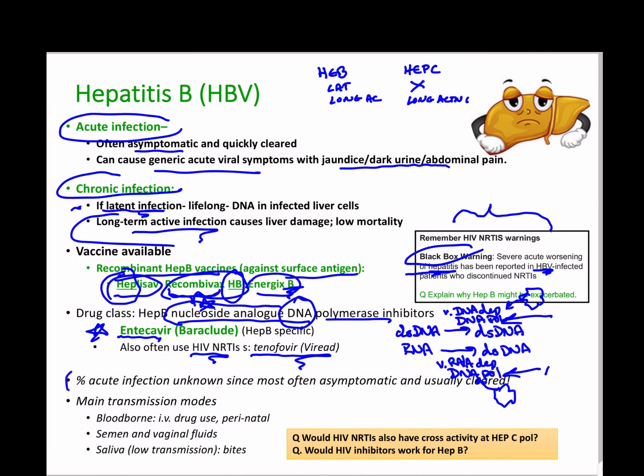We really don't know how many people have been exposed to Hep B because for the most part, it doesn't go into latent infection. And then the main transmission modes are bloodborne or semen or vaginal fluids, but it is a little bit easier to get than Hep C in that it can have transmission with saliva. That's uncommon, but sometimes that's a concern when there's a bite that it could be transmitted that way.